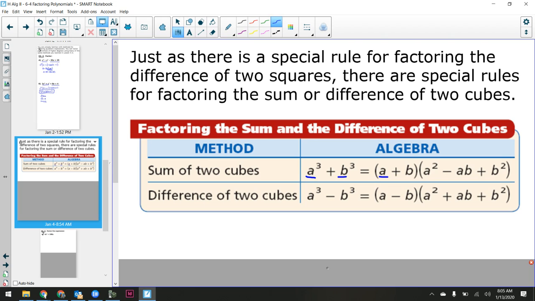You take a, then b, a squared, product, b squared. And that's the same here. The only thing different is that the signs will change. Factoring a sum or difference of cubes gets you a binomial and a trinomial. The binomial is just the two cube roots, a and b. The trinomial is a squared, product, b squared.